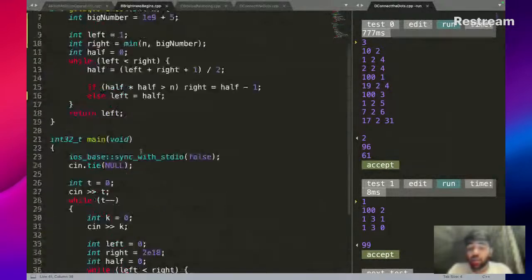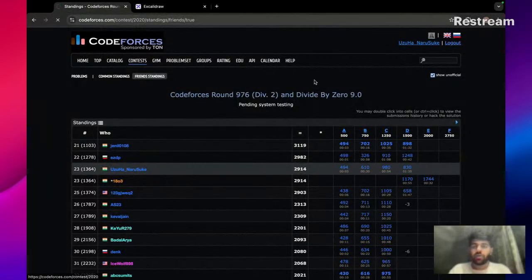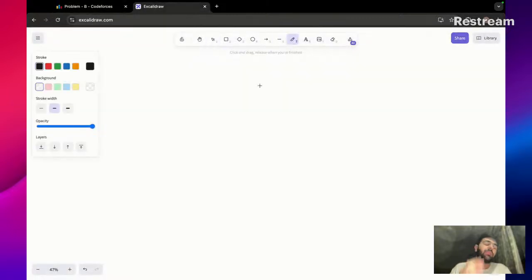Okay. We start off with B. So B, I'm given a bulb, right? And a few bulbs ahead are switched. So every one bulb is switched off.